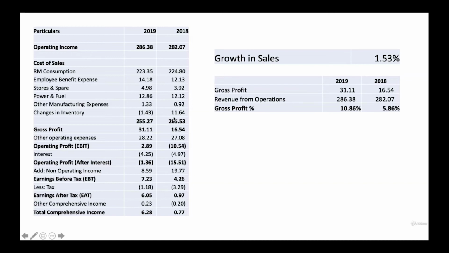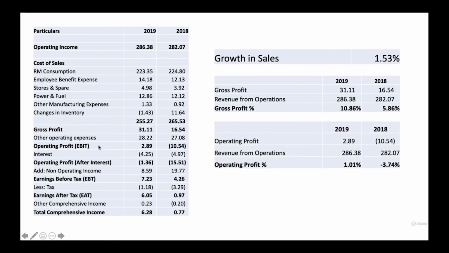See, generally what people will do, they'll go and see gross profit, then they'll go and see earnings after tax. But in between this, there is one profit, very, very important, core profit, that is the operating profit. Let's look at their operating profit. It is 2.89 in 2019, whereas in 2018 it was a loss of 10.54. We'll compare this operating profit with the revenue from operations. And you can see it was negative in 2018 and has improved in 2019. So positive.